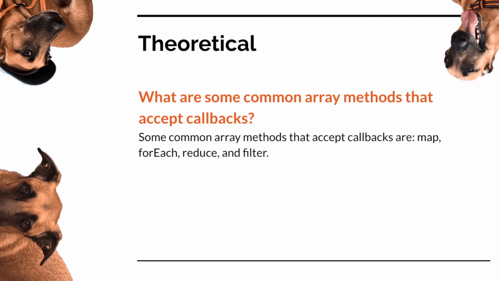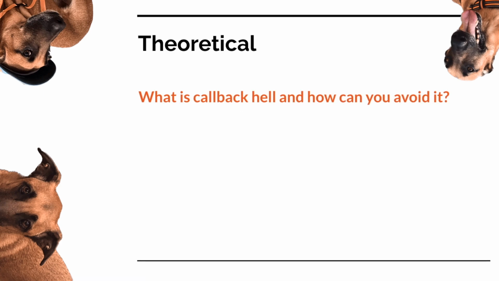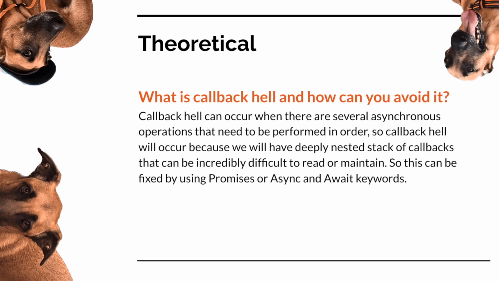Lastly, you might get a question asking, what is callback hell and how can you avoid it? So, you might have several asynchronous operations and they may need to be performed in order. So, callback hell will occur because you'll get this deeply nested code that sort of looks like a pyramid, and it can be incredibly difficult to read or maintain. This can be fixed by using promises or async and await keywords.